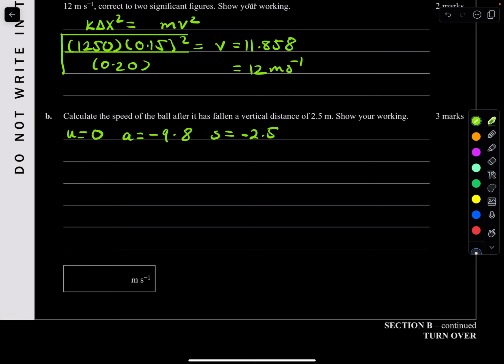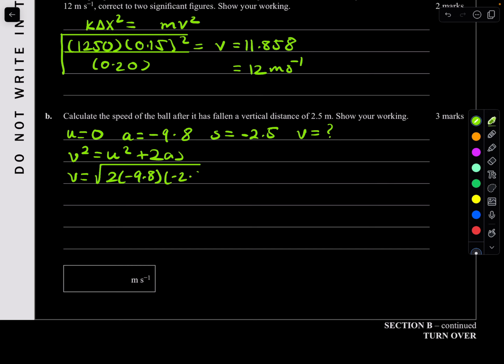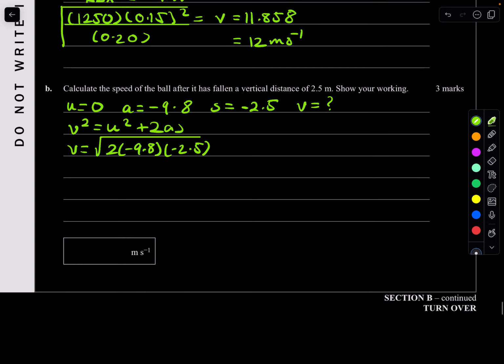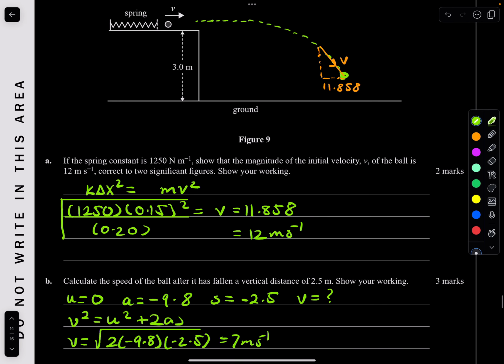And we wanted to calculate the final vertical velocity. The formula is v squared equals u squared plus 2as, where v is the square root of u squared, which is 0, plus 2a, where a is negative 9.8, and s is negative 2.5. Doing this gives me 7 meters per second in terms of the vertical velocity.